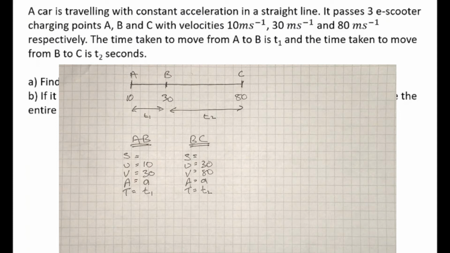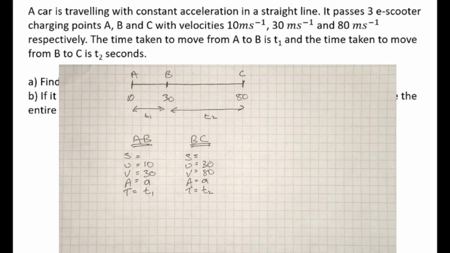Okay, so what I want to point out here, 2 things. Firstly, the final velocity of the first part of the journey is the initial velocity of the second part of the journey, and the acceleration is constant throughout the whole journey. So that's why we have 30 appearing twice for 2 of the different variables, and A appears twice for the acceleration both times.